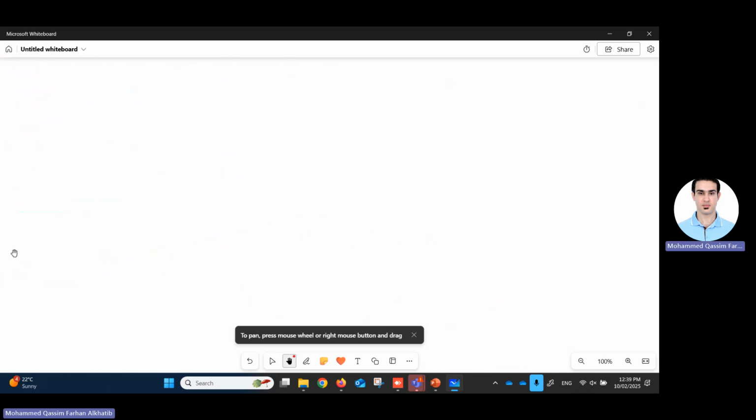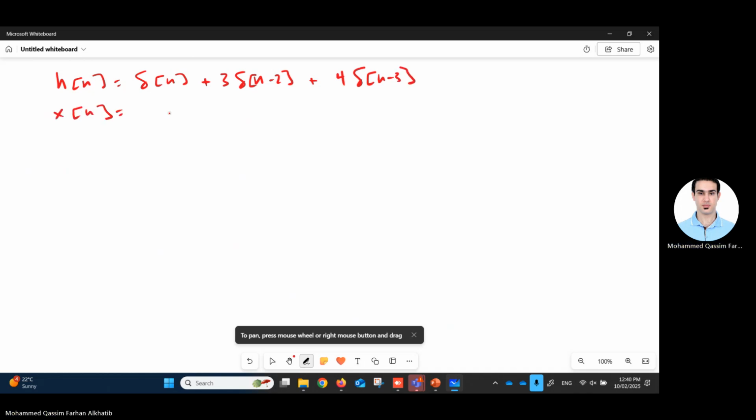When you have, for example, h of n equal delta of n plus 3 delta of n minus 2 plus 4 delta of n minus 3. And x of n equal delta of n plus 2 delta of n minus 1 plus 5 delta of n minus 2.